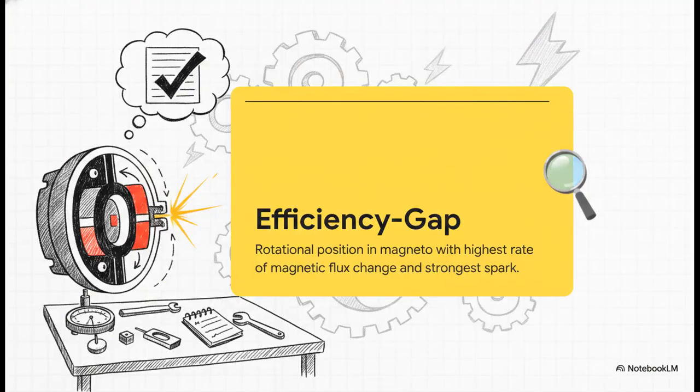Because a huge part of getting that timing perfect actually happens right on the workbench, way before the magneto ever even touches the engine. We have to find what's called the E-gap, or efficiency gap. This is the exact rotational position of the internal magnet where opening the primary breaker points yields the absolute maximum rate of magnetic flux change. If your internal E-gap is off even a tiny bit, your spark will be weak. I highly recommend taking good notes on this part. Finding the E-gap requires extreme precision, and I promise you it will definitely be on your final exam.